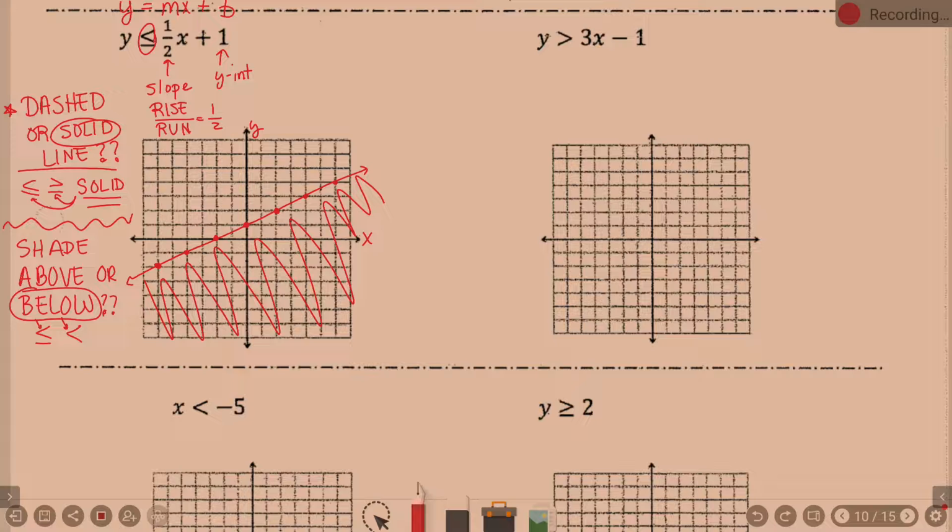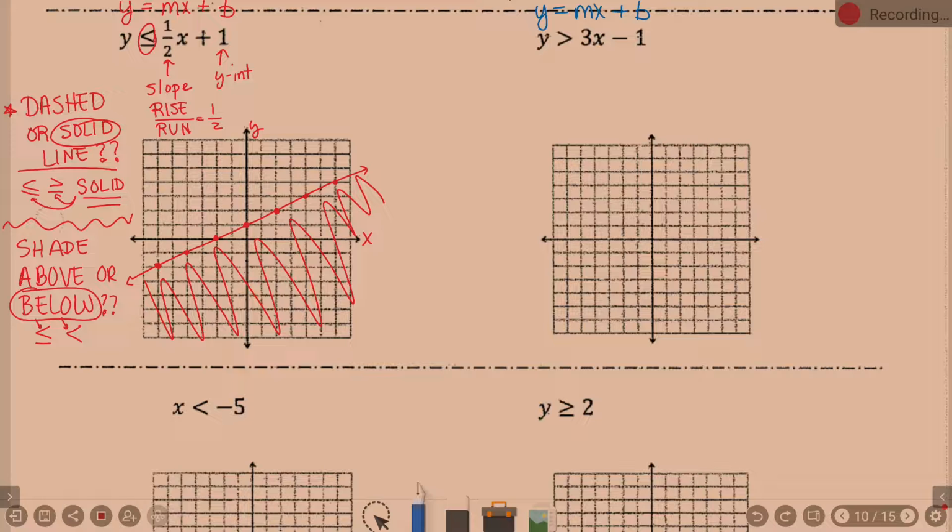Okay, so the next one you just give the negative 1 and then you go up 3. So if you got that one, are you ready for the next one then? Okay. Again, notice this is in the form y equals mx plus b.